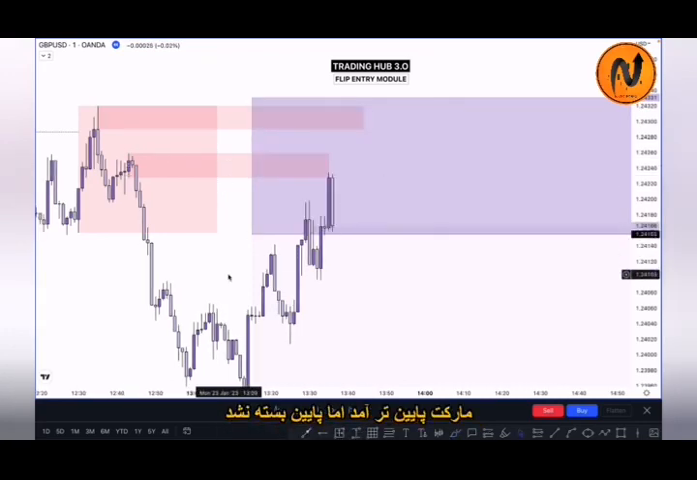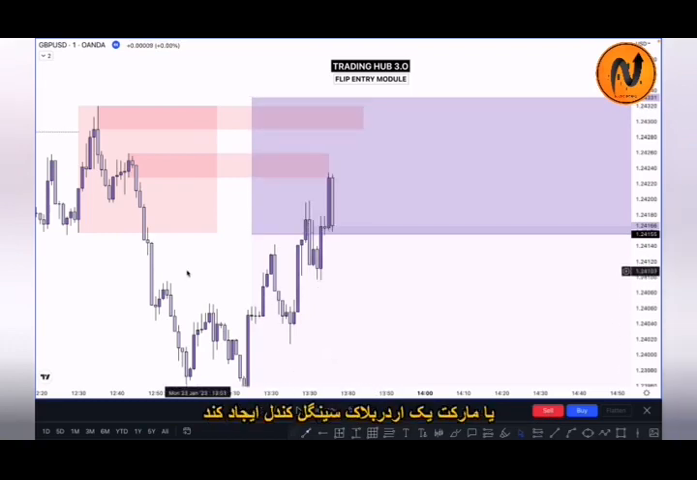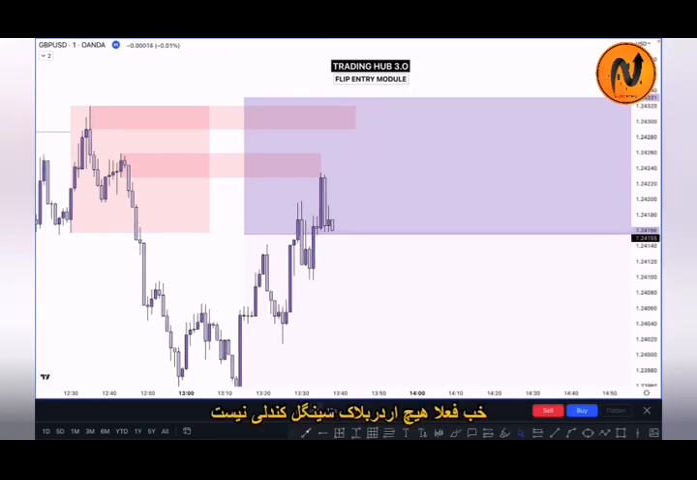The market pushed downside but did not close below it. You have to wait for a single candle order block. Right now there is no single candle order block on the 1 minute chart, and you have to wait for the break of this one or for the market to create a single candle order block. Okay, so let's see what happened next here. There is no single candle order block yet.